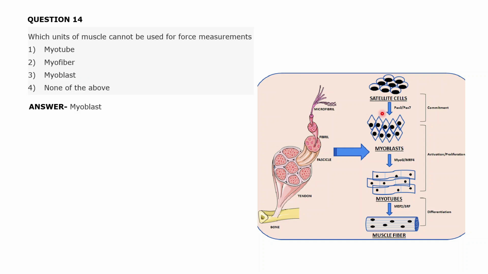In case of a myoblast, it is actually the proliferating unit of a muscle fiber, right? So it cannot generate a force; it can just proliferate to form other myotubes and eventually myofibers. So it cannot generate any force. So basically, the answer to this question, from that itself we can know which unit of muscle cannot be used for muscle force measurement. Answer is myoblast. So does anyone have any doubt?